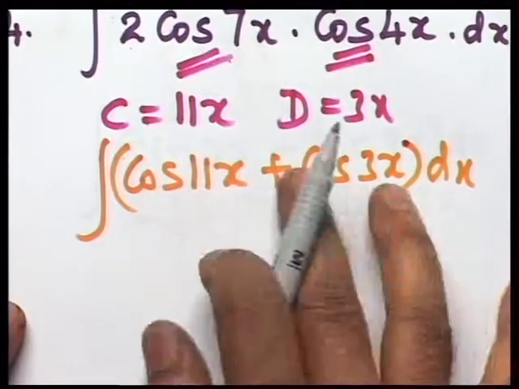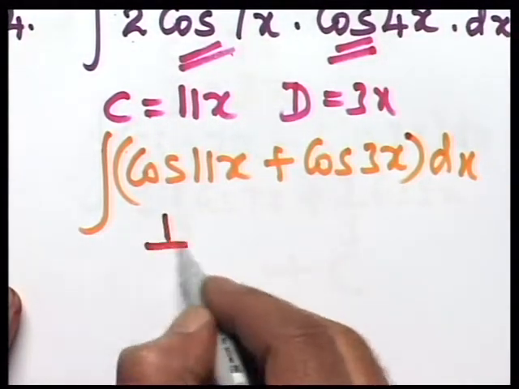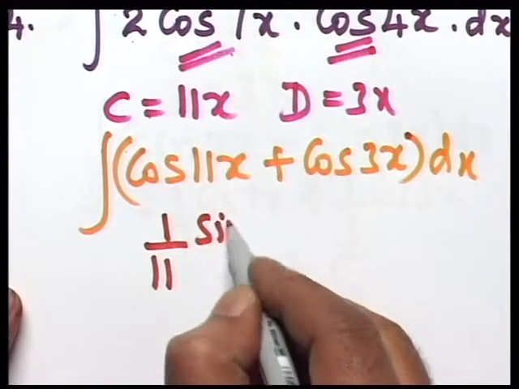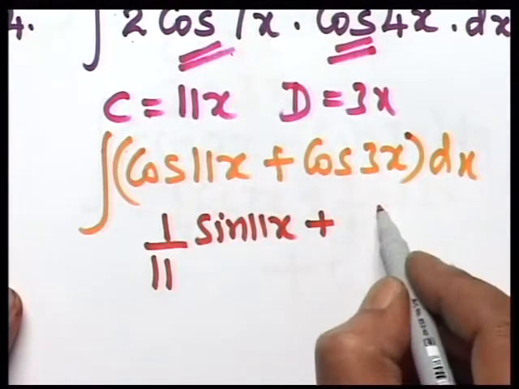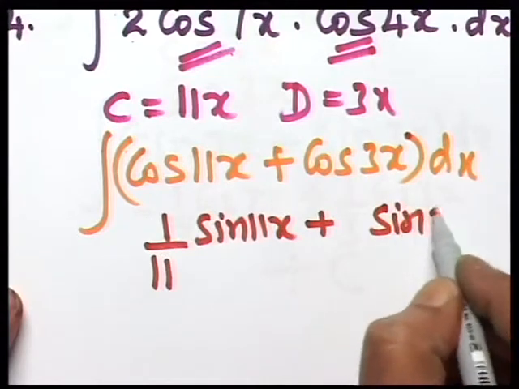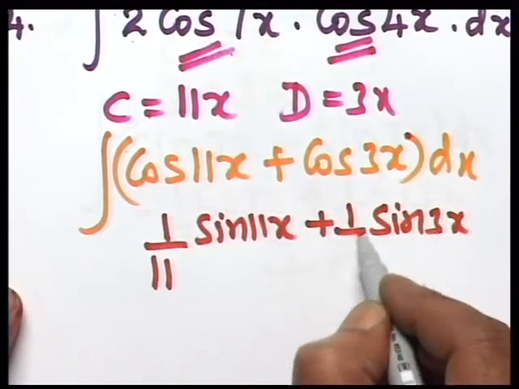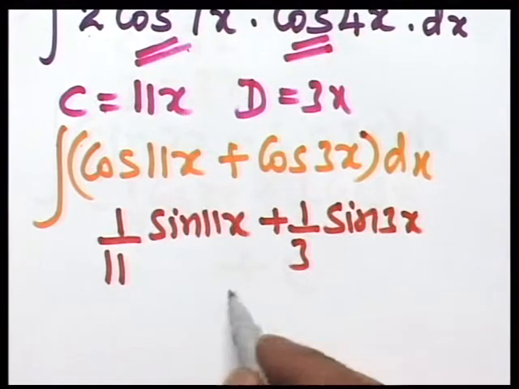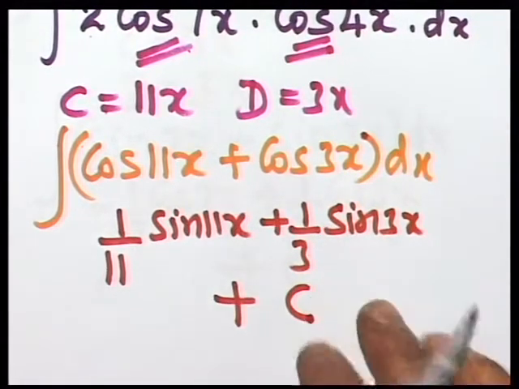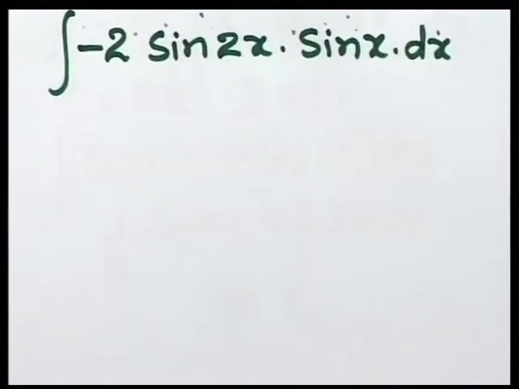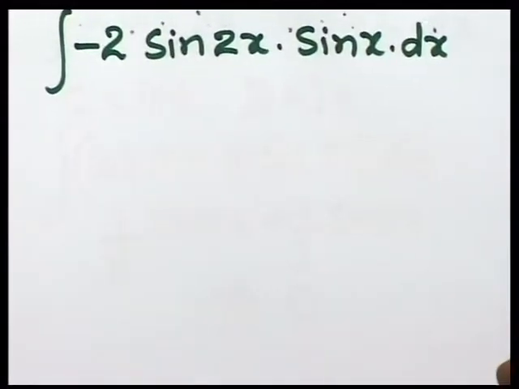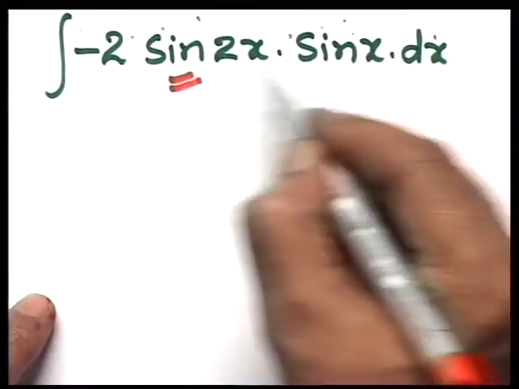Now, integration, we know that's 1 over 11 sine 11x, right? And plus cos theta is sine theta, we know, 3x, and 3x is 1/3, reverse of the chain rule, and plus c. So those 4 examples, I just took one for each one for you to see how that is applied. The next one, question 15, both are sine now, right?